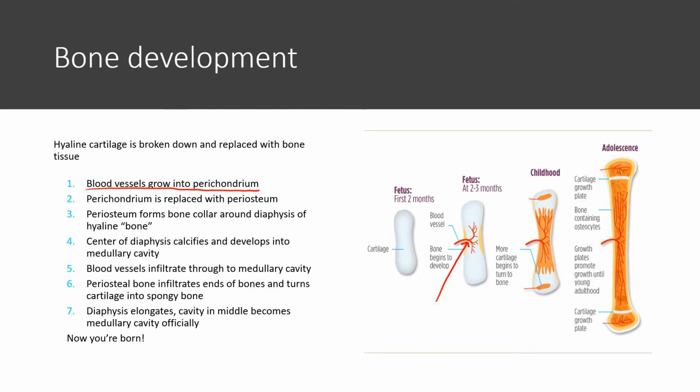The perichondrium is quickly replaced with periosteum, again, an extremely similar type of membrane. The periosteum forms a bone collar around the diaphysis of the hyaline quote-unquote bone. All of this is really happening in the first 2 to 3 months of gestation. So right up through here, more or less.